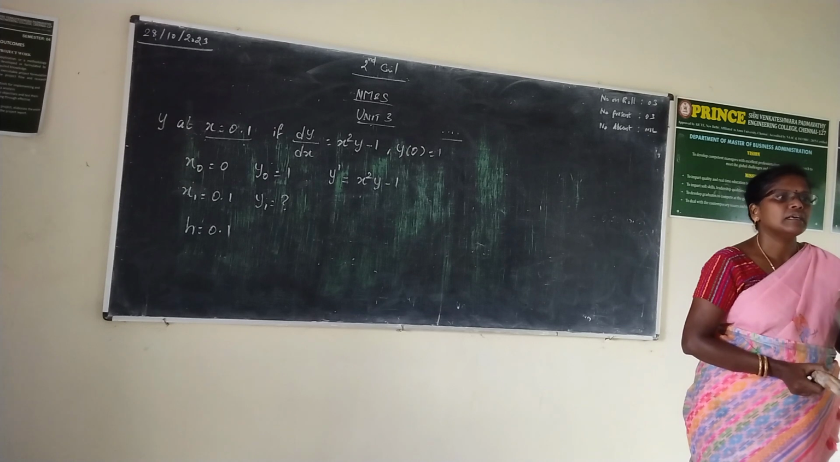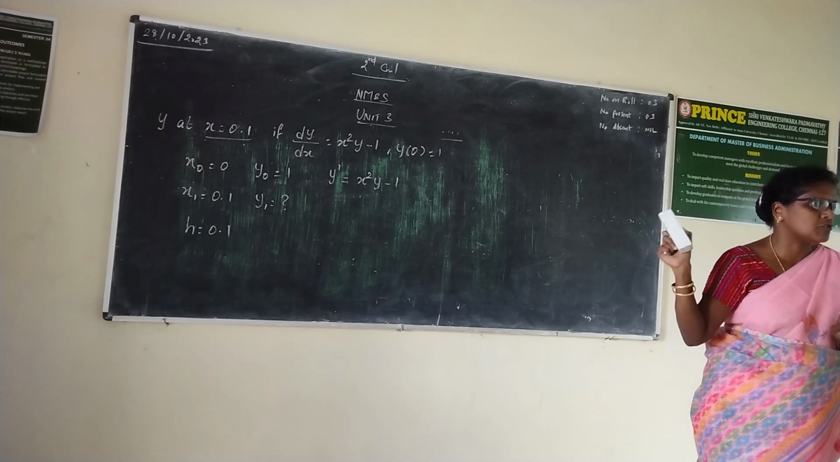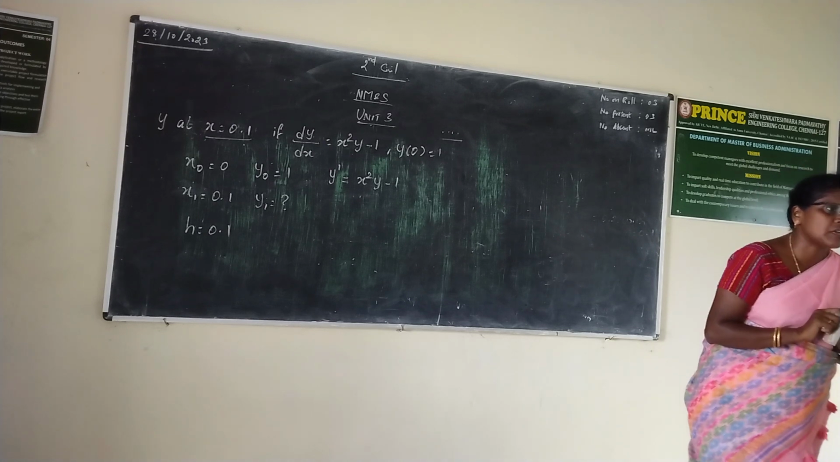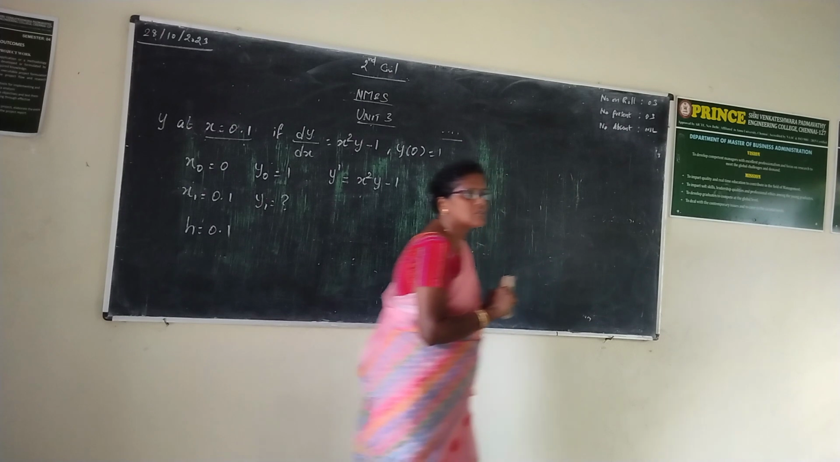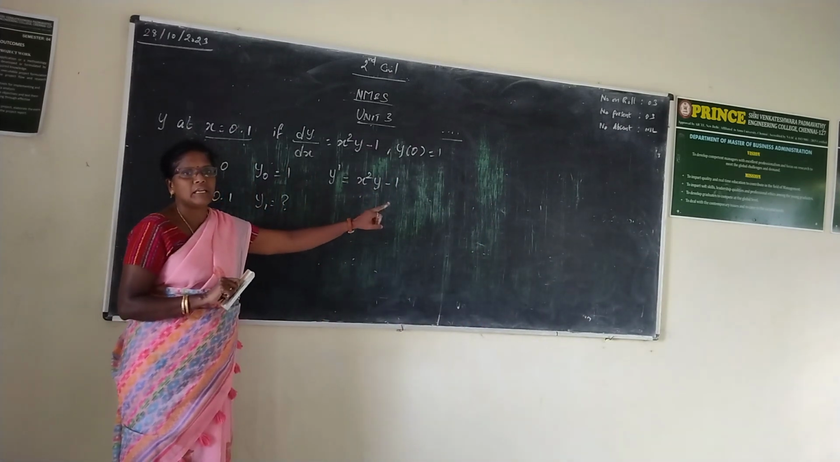For a simple function it is compulsory to go up to the fourth derivative. Y dash will be there in the question, so we find the second, third and fourth derivatives. Shall we start? Given y dash is equal to x square y minus 1.